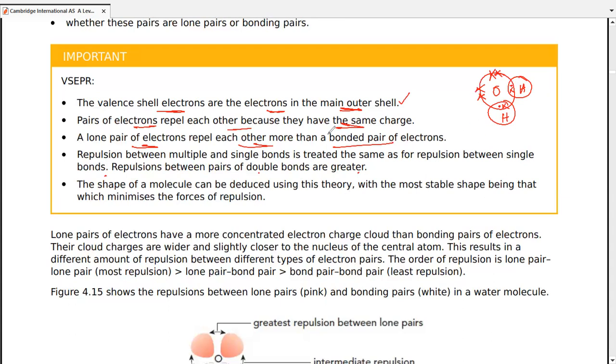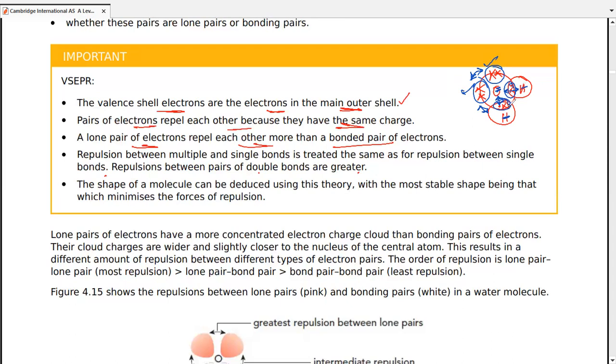new for you. Lone pairs of electrons repel each other. Now, this pair, in fact, let me use a different color. This pair and this pair will repel each other more than this pair and this pair. Why is that so? Remember, this pair is being attracted by two nuclei, one nucleus of oxygen, one nucleus of hydrogen. This pair is being attracted by two nuclei, one nucleus of hydrogen, one nucleus of oxygen. But these two pairs are the ones that are only attracted by oxygen and not by hydrogen.